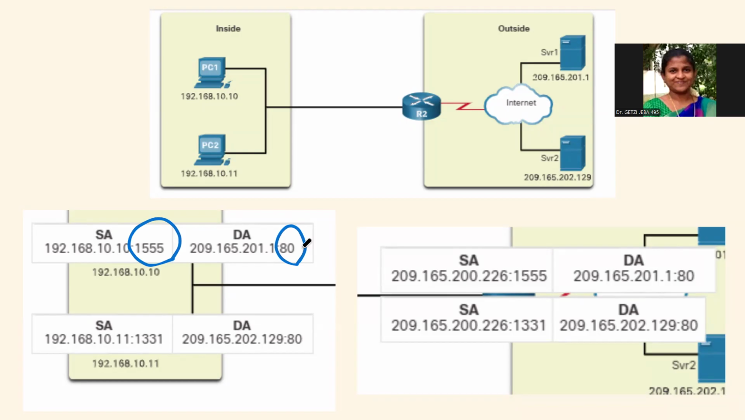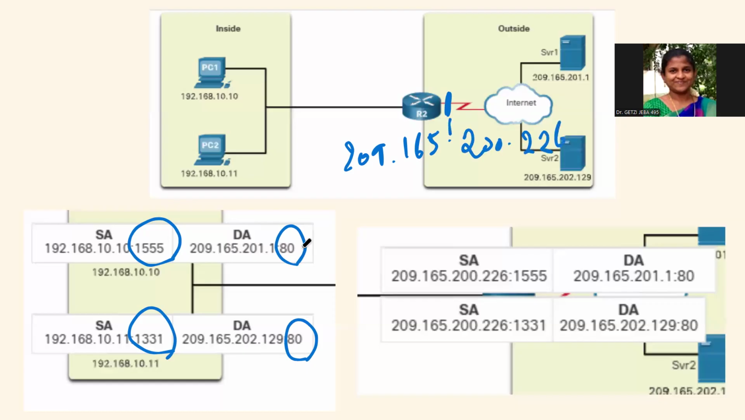And similarly, let us take the other example. There is one more person who is using the port number 1331. Again, it is destined for 202.129.80. Okay. Now what happens is both of them are going to get translated into a single public IP address, because it has to be translated to this public IP address, which is nothing but 209.165.200.226.